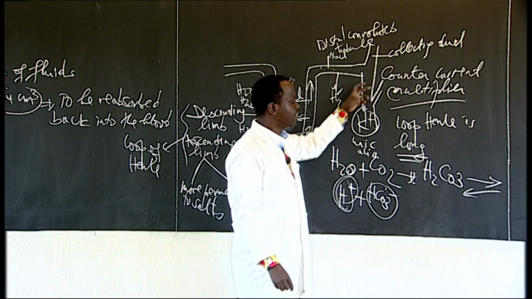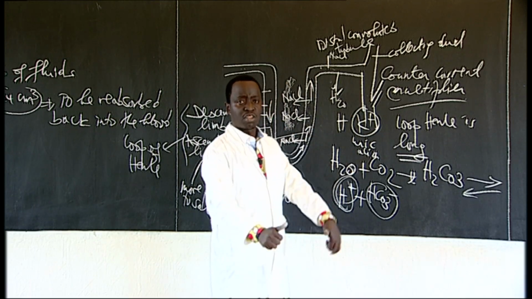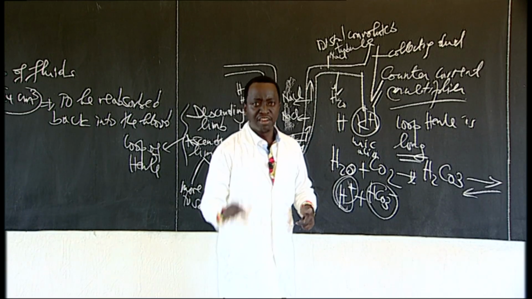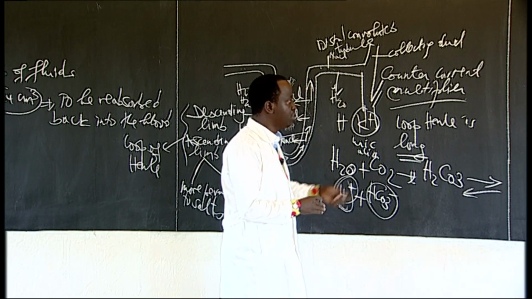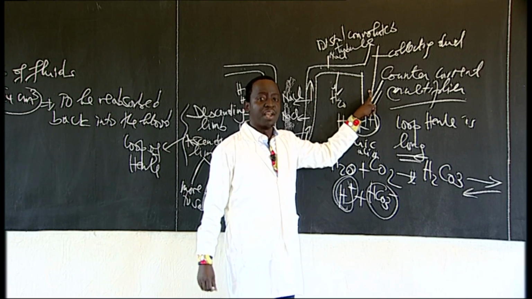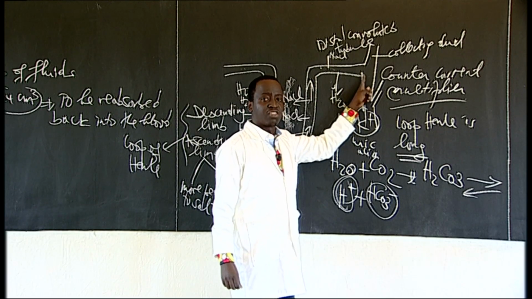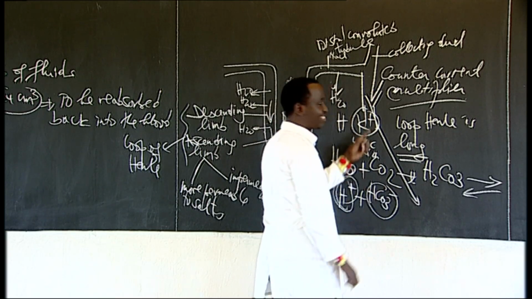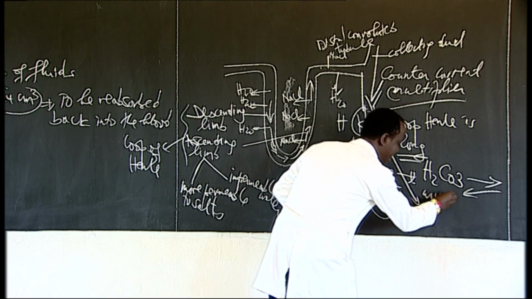Which means if there is need for some water to go back, it can allow some water and salts to go back, so that our urine, which is going to be formed, is balanced with water and ions. Also, there is some secretion here. Then finally, you know what we get? The urine. Our urine is already formed.